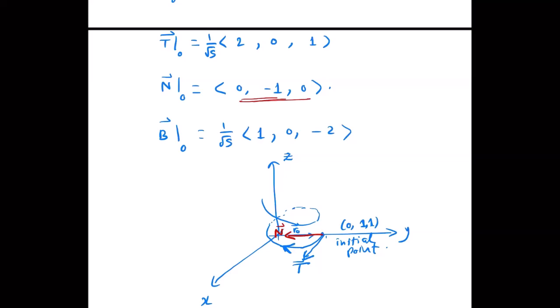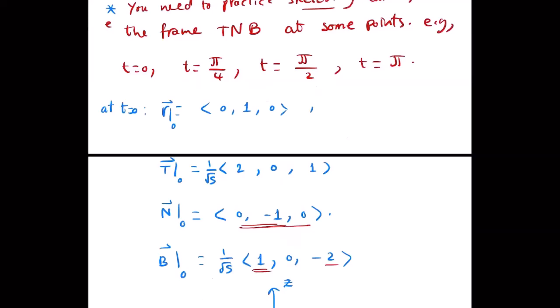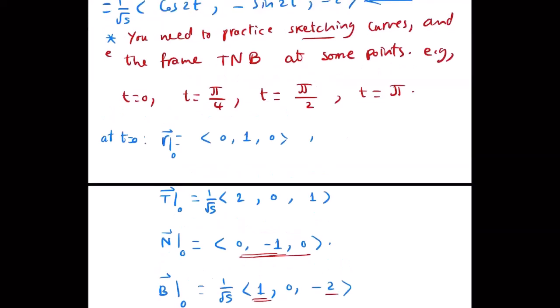Where is B? B is normal to both. It's a sketch, not an exact drawing, but a rough, approximate drawing. I give you many important points to try by yourself. Any question?